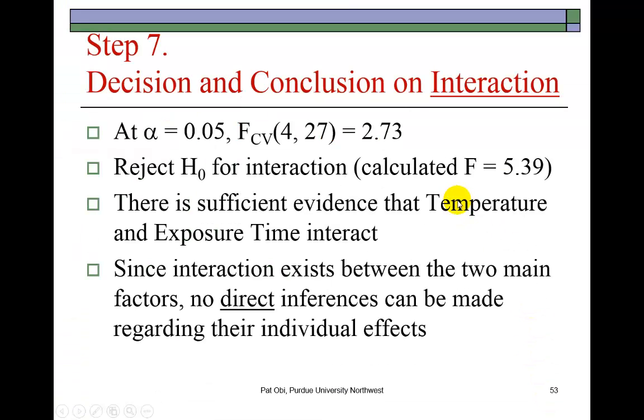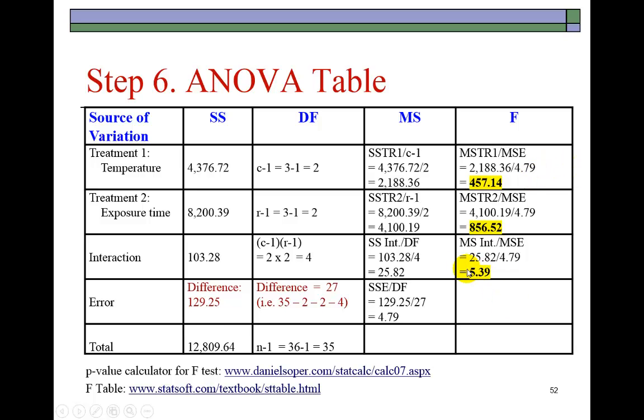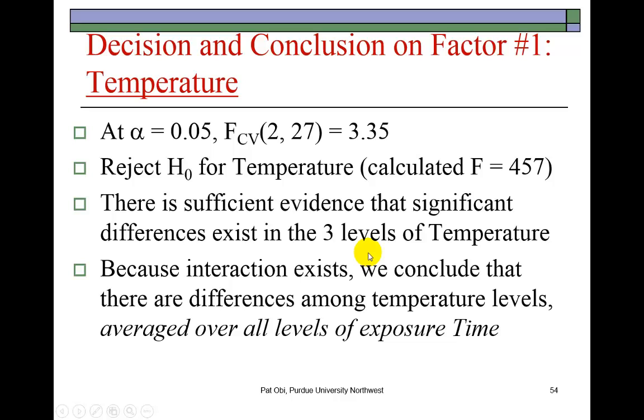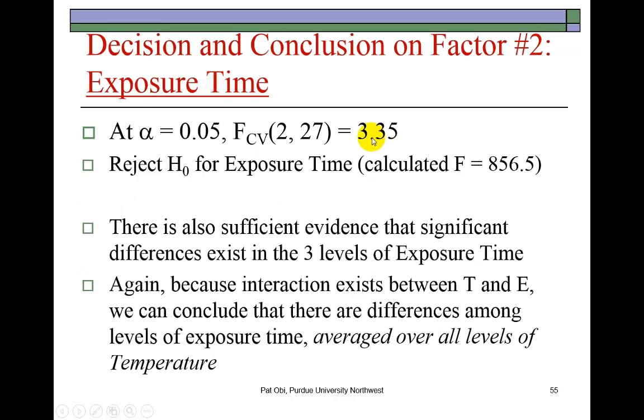All right. And as you can see, the calculated F statistic of 5.39, which is this number right here, exceeds the critical value, causing us to reject the null hypothesis and concluding that there is sufficient evidence that temperature and exposure time interact. So in the same way, we find the critical value for temperature based on the degrees of freedom there. And we're going to be rejecting the null hypothesis for temperature as well, because the calculated F exceeds the critical value, and ditto for exposure time, whose calculated F exceeds the critical value.